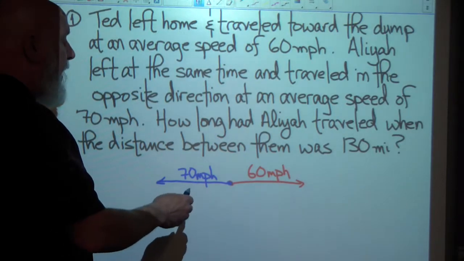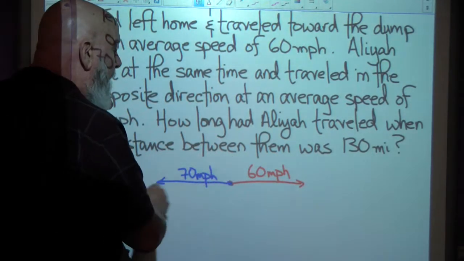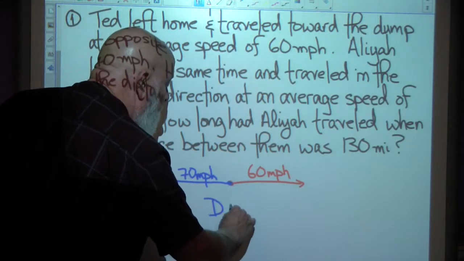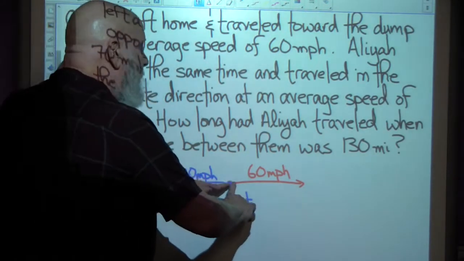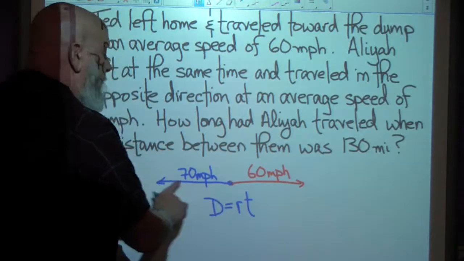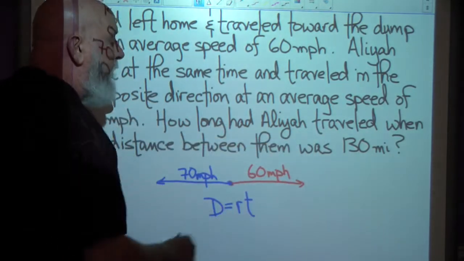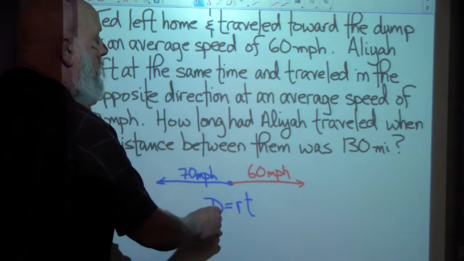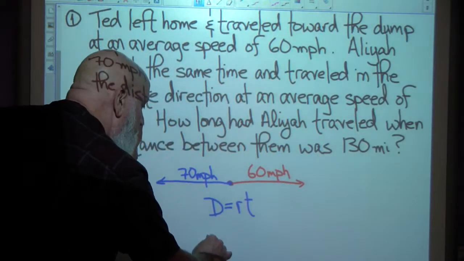So what we got to figure out is how fast are they moving apart from each other? What is the rate at which they're moving apart from each other? And I'm going to use this formula right here. Distance is equal to rate times time. And I think you can see that if he's going 60 miles an hour this way and she's going 70 miles an hour this way, the rate at which they're moving away from each other is 130 miles an hour. So our distance is going to be 130 miles.